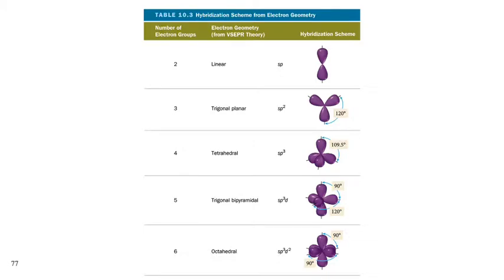Okay, so what we're going to do is look at the Lewis structure, look at the number of electron groups. So 2 electron groups, that's going to give us an sp hybridization. 3 will be sp2, 4 is sp3, 5 is sp3d, 6 is sp3d2. So basically it comes down to how many groups do you have? You're going to need that many electrons.